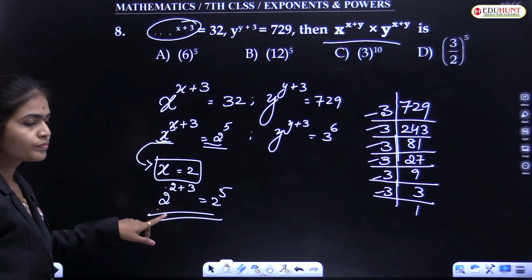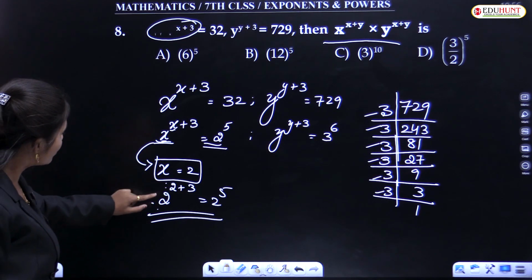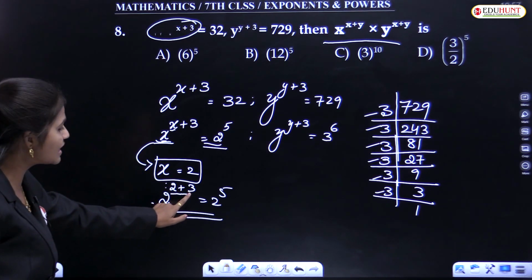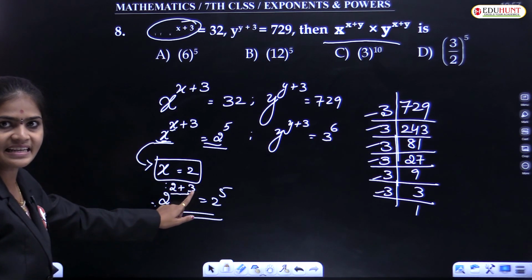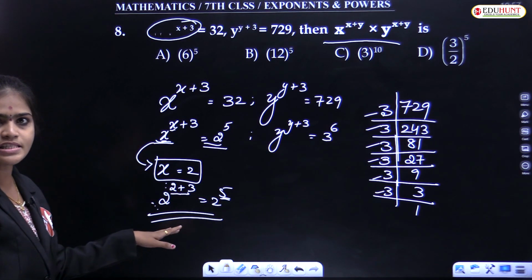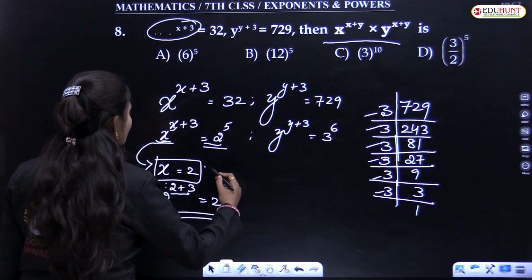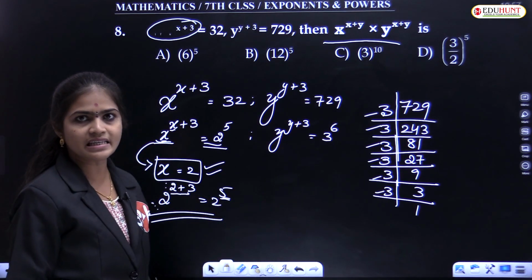2 power 2, 2 power 2. x and x, those two are the same. So here 2 power 2 plus 3, 2 plus 3 is equals to 5. So here we are getting it as 5. So that is satisfying or not? Satisfying, no? So that's why from this one we can say that x value is equals to 2.